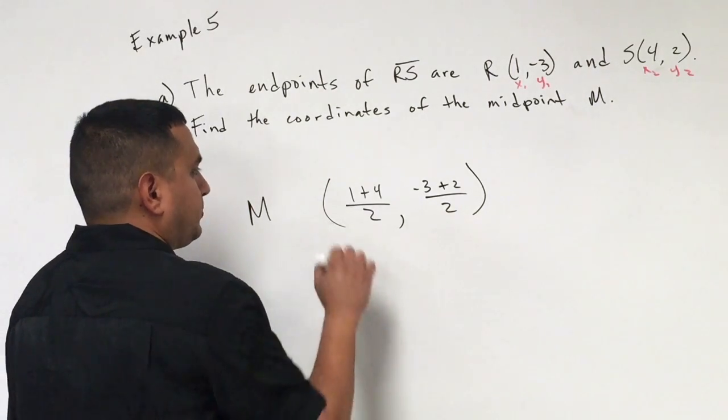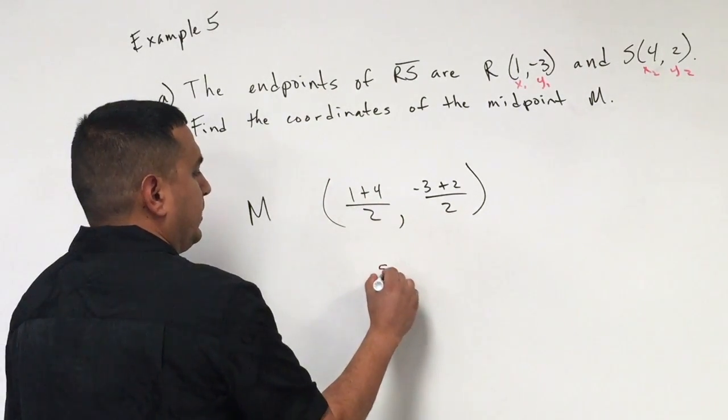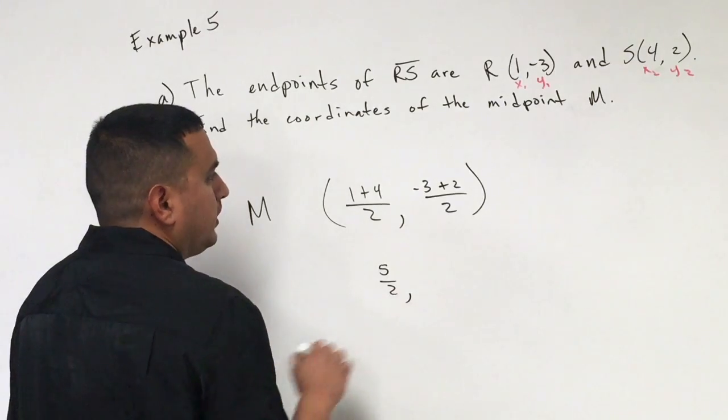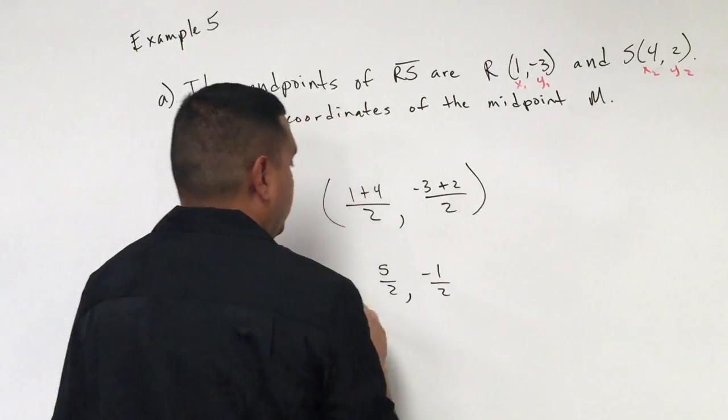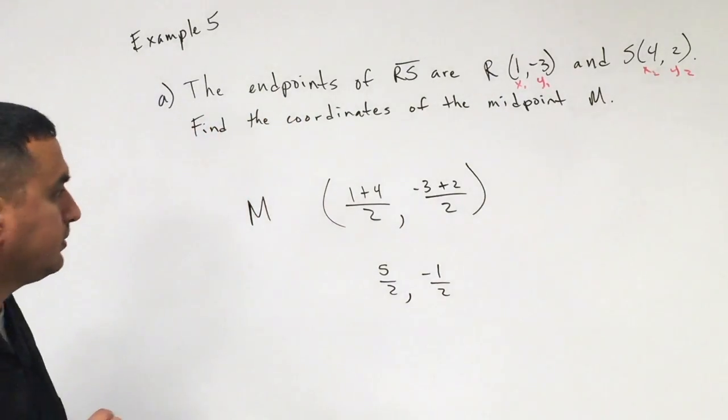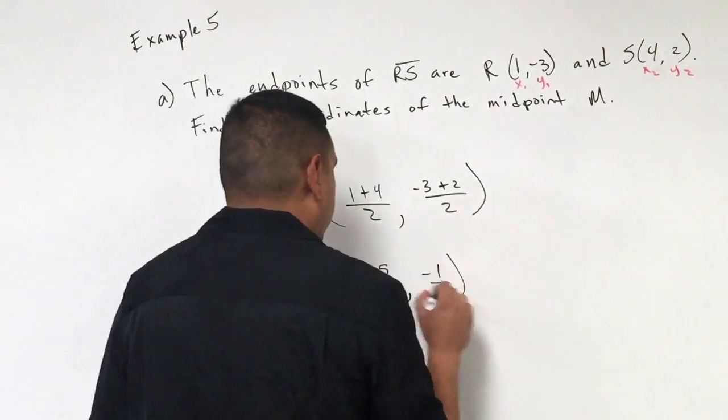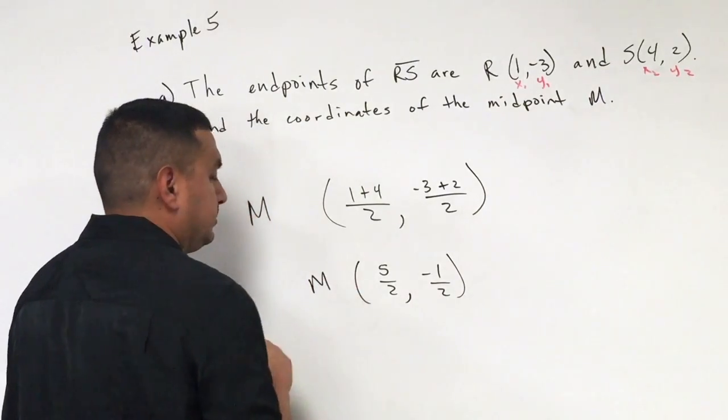Okay, so 1 plus 4 is 5. That's going to give me 5 halves. -3 plus 2 is going to give me a -1, divided by 2 gives me -1 half. So this is the coordinates of my midpoint.